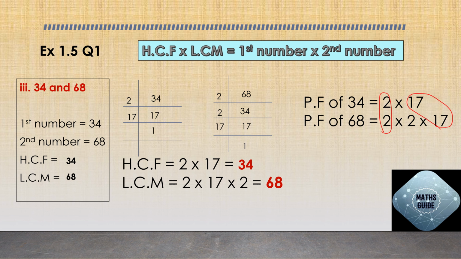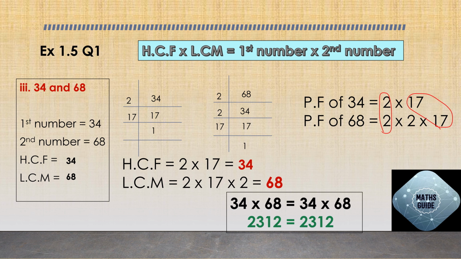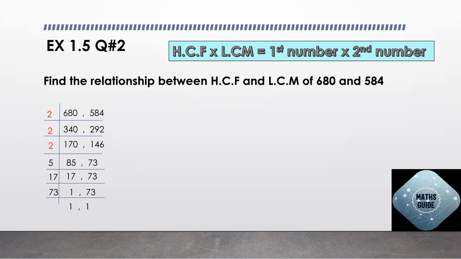Now we have to prove that the product of these two numbers, for example, we have HCF 34 and LCM 68. We will find their product. And their product must be equal to the product of these two numbers which are given in the question. So we have proved that 34 into 68, that are HCF and LCM, are equal to the product of the two numbers, 34 and 68. So now we have verified this formula that the product of HCF and LCM is equal to the product of these two numbers.